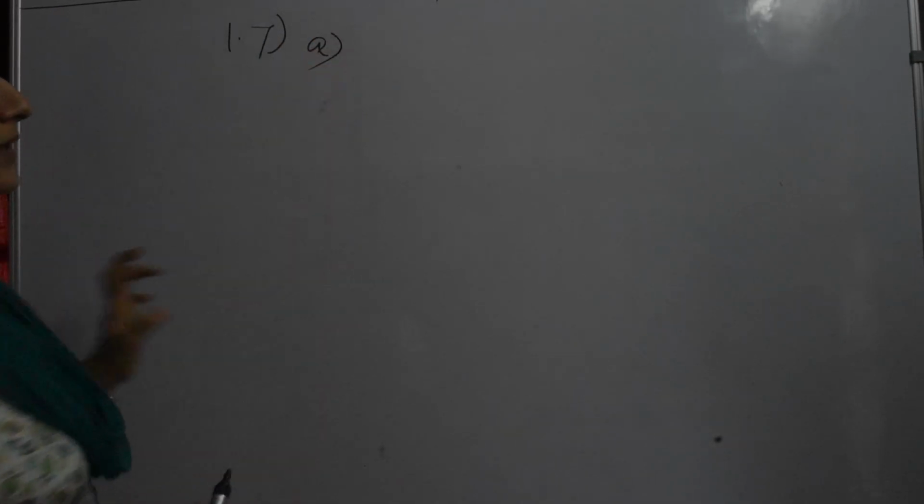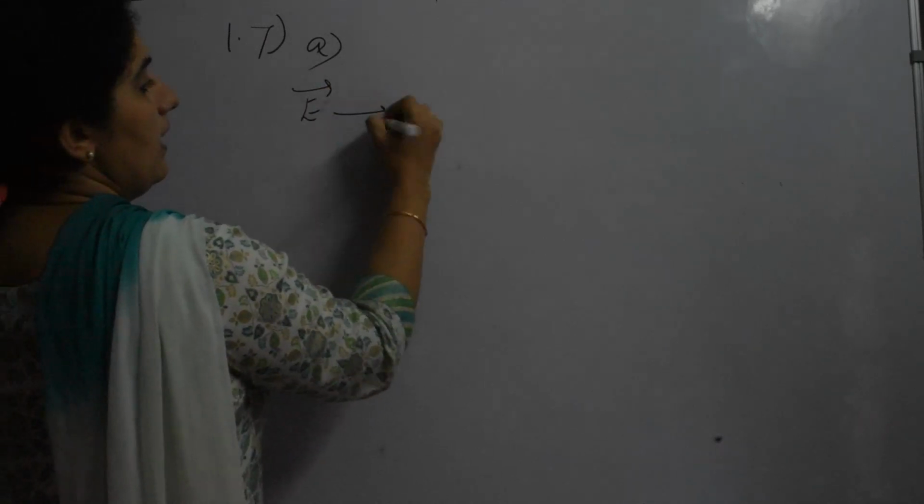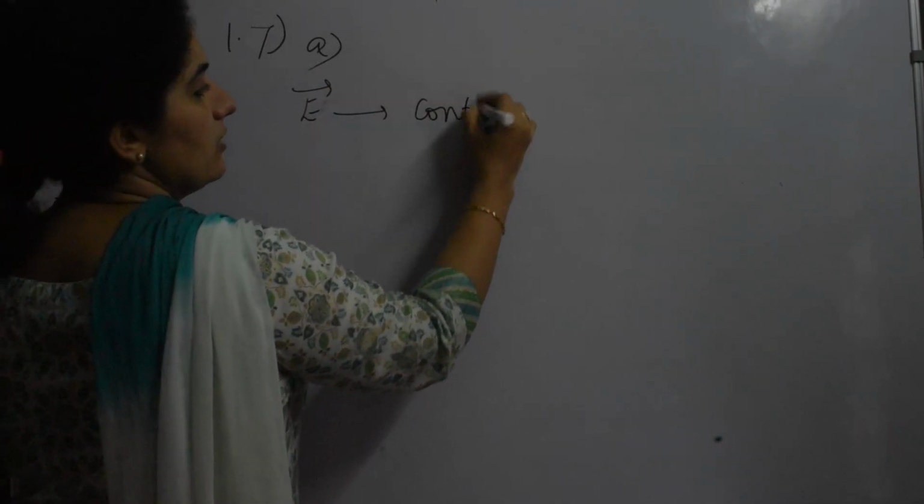Next is 1.7. An electrostatic field line is a continuous curve. That is, a field line cannot have breaks. Why? Or you can explain. This is an important one, but it is simple. So it is 1.7 in that A. So electric field lines are continuous curves. You cannot have a break.